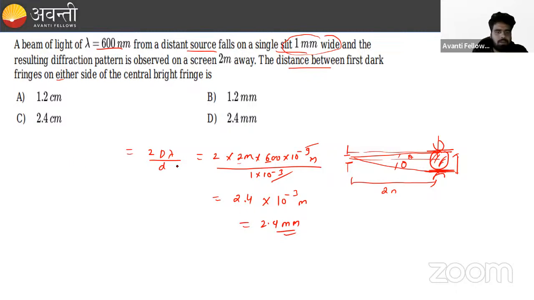What is the concept? We have to know that the center bright fringe is formed, and after the first dark fringe it is symmetric, upper and lower end. We have to find out this distance, and we know that this distance is nothing but 2Dλ upon d. So let's move to the next problem. Option D is the right answer here.